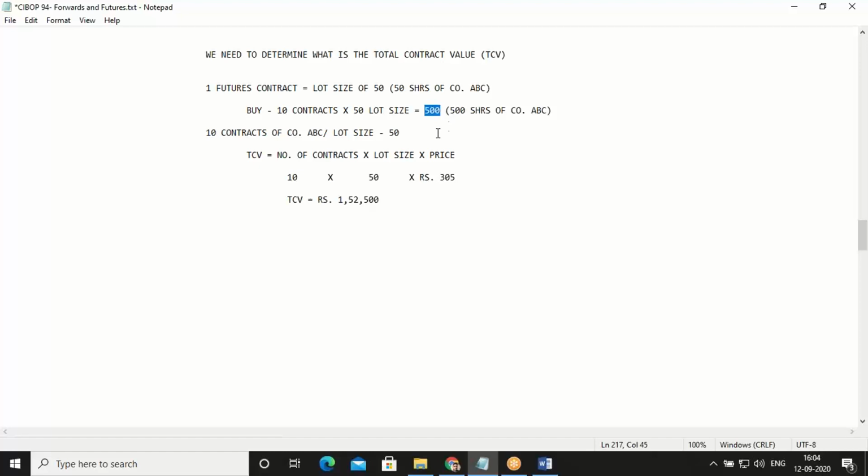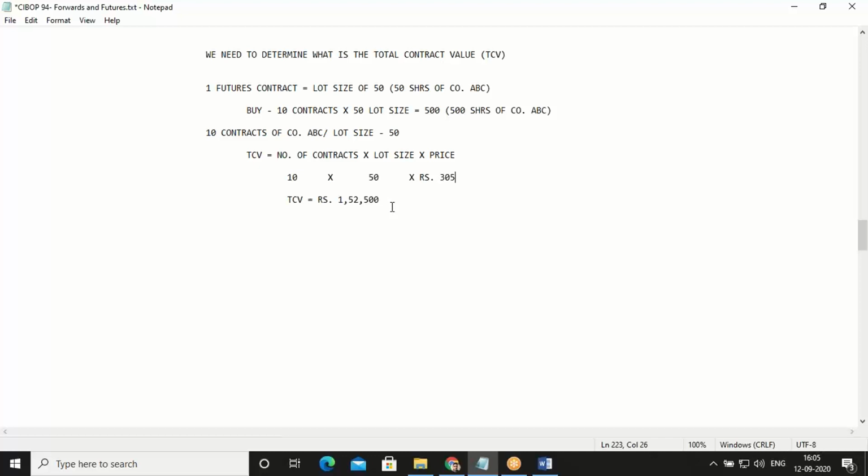Now, in order to determine the total contract value, the number of contracts here is 10, the lot size is 50, and the price, for example, is 305. So the total contract value here is 1,52,500. Is this part clear with everyone?